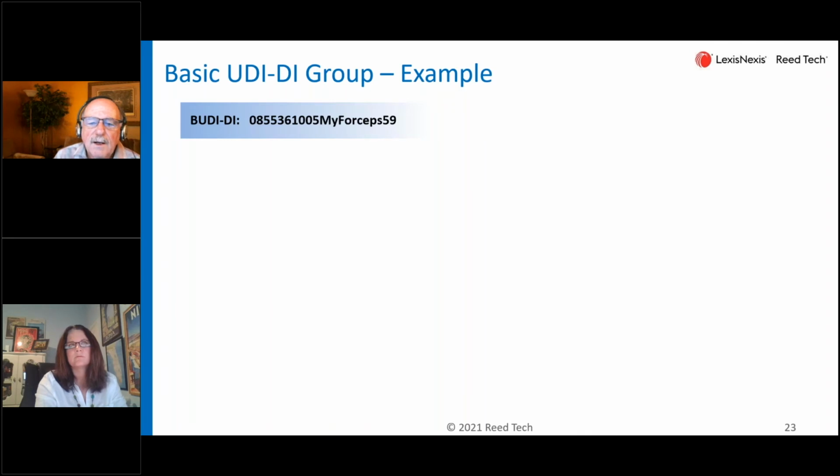Let's say my company manufactures forceps, so I create this basic UDI, and we'll look at how that's actually created. Basically, in the GS1 scenario, you have your company prefix followed by a unique identifier, which you make up, alphanumeric, and then two check digits at the end. So that's your basic UDI. We've had some other webinars and discussions on that particular construct.